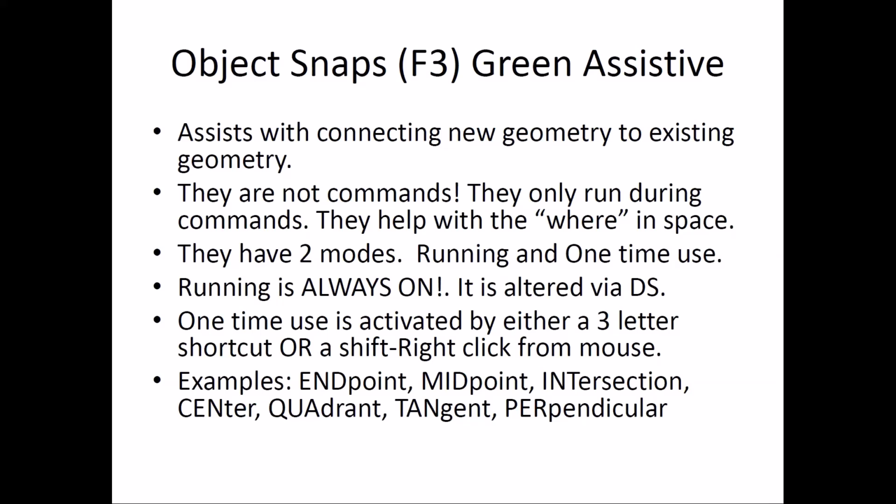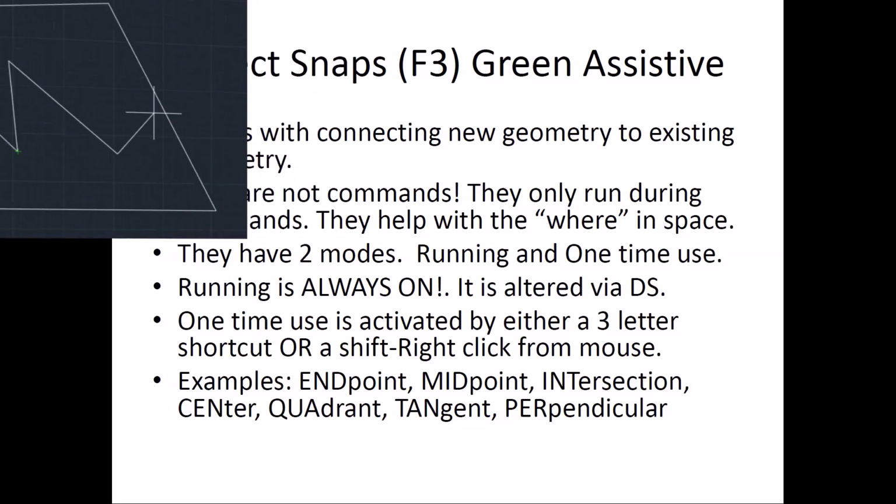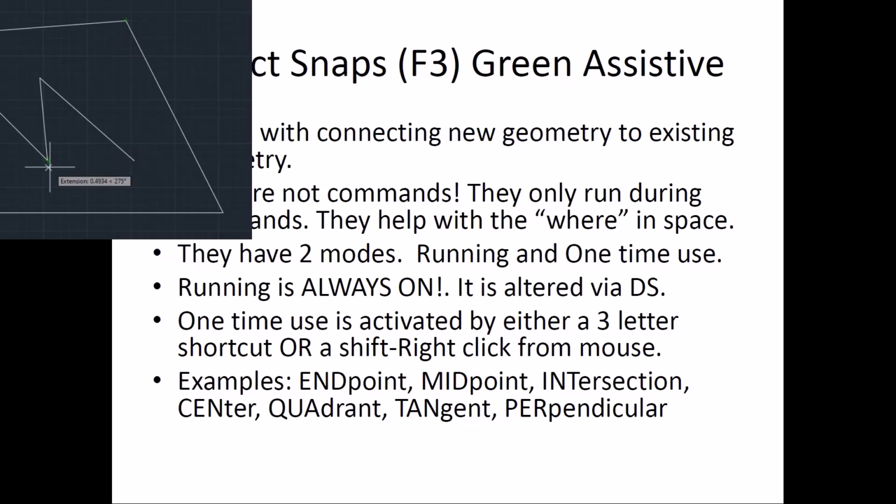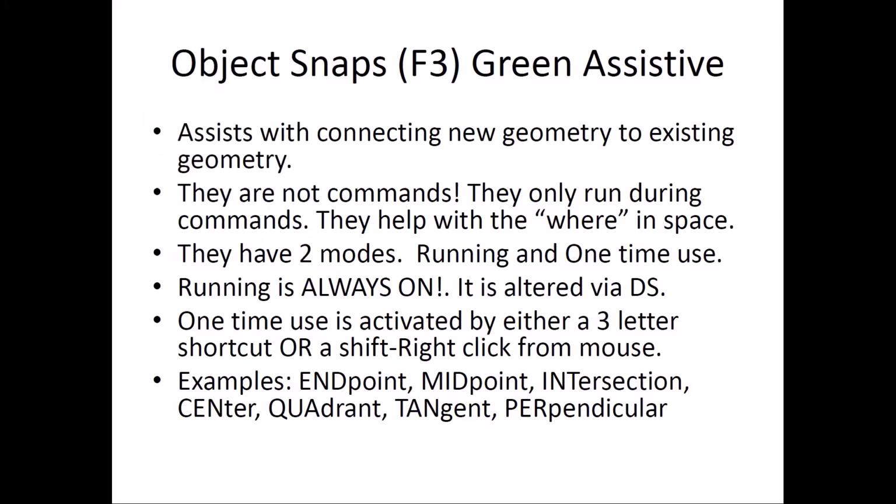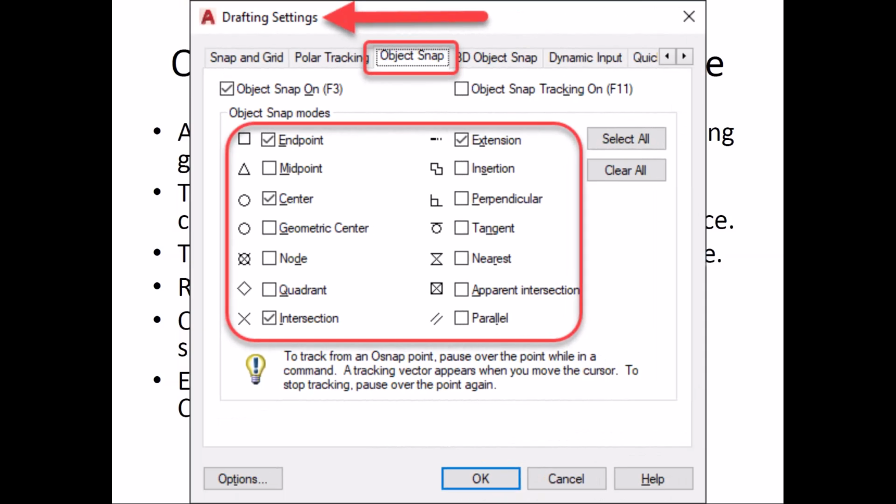And they have two basic modes. One is referred to as running, and the other one is one-time use. So if it's a running object snap, that means it's always on. That means AutoCAD is always looking for it. And we can alter that under those drafting settings.